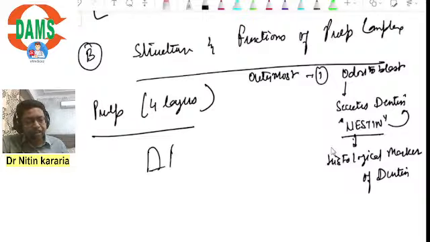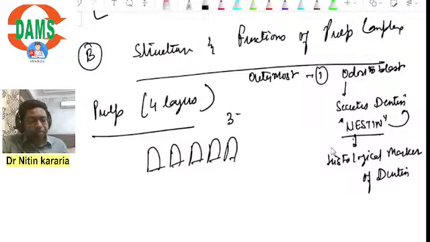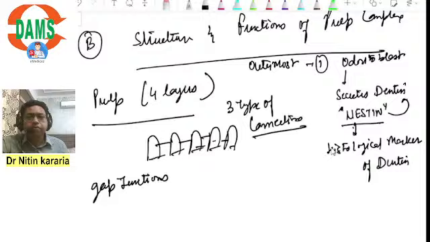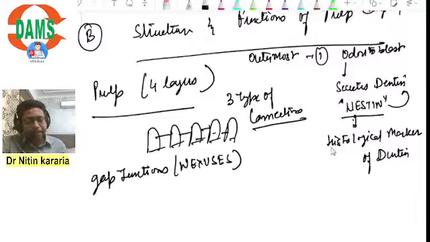So odontoblasts are basically cells like this, and they have got 3 types of connections between them in the outermost layer of pulp. They are gap junctions, which are also called nexuses. They are made of a protein called connexin.